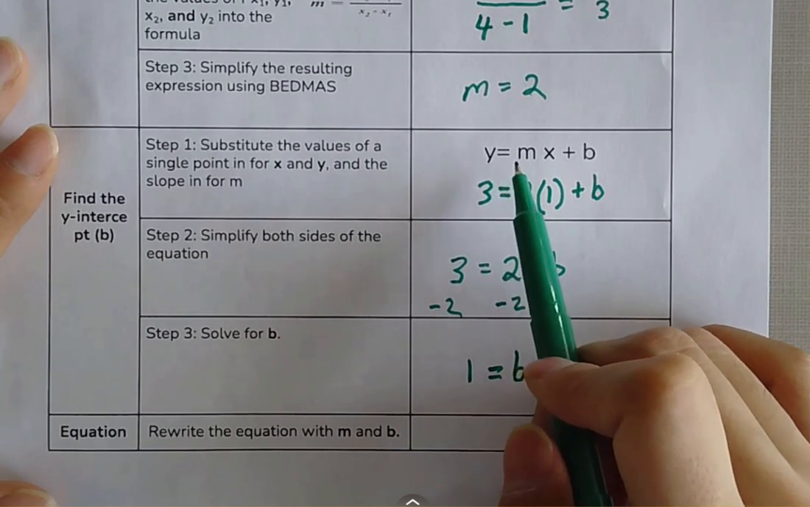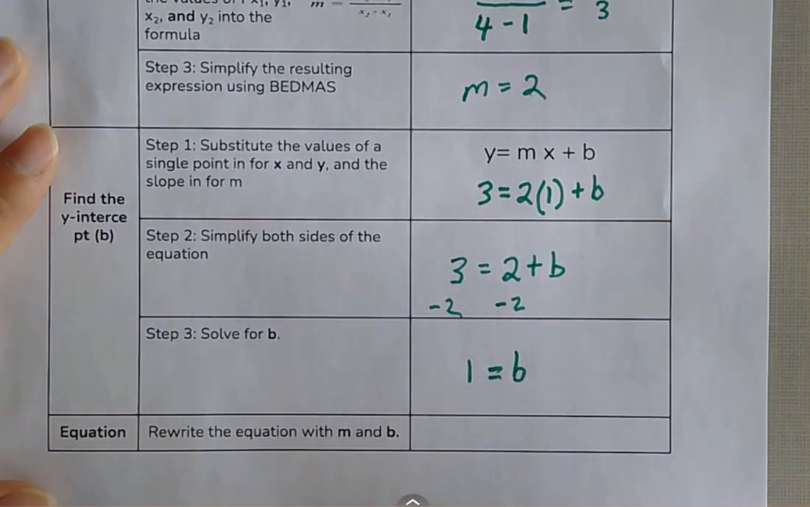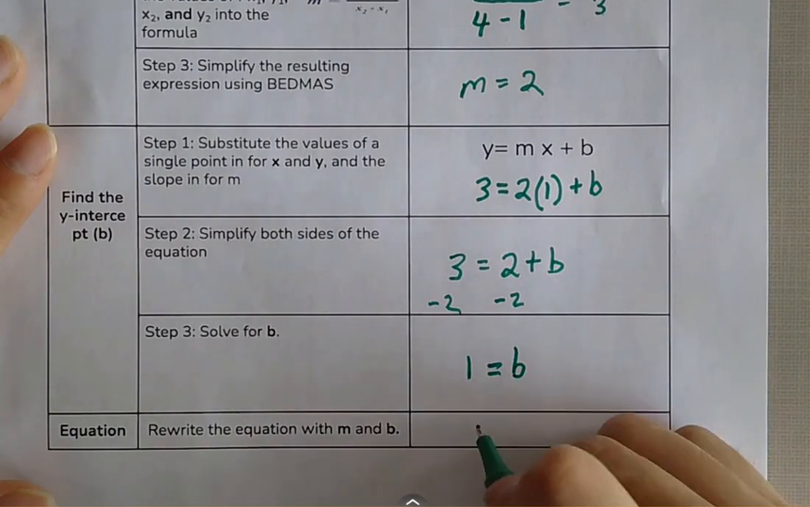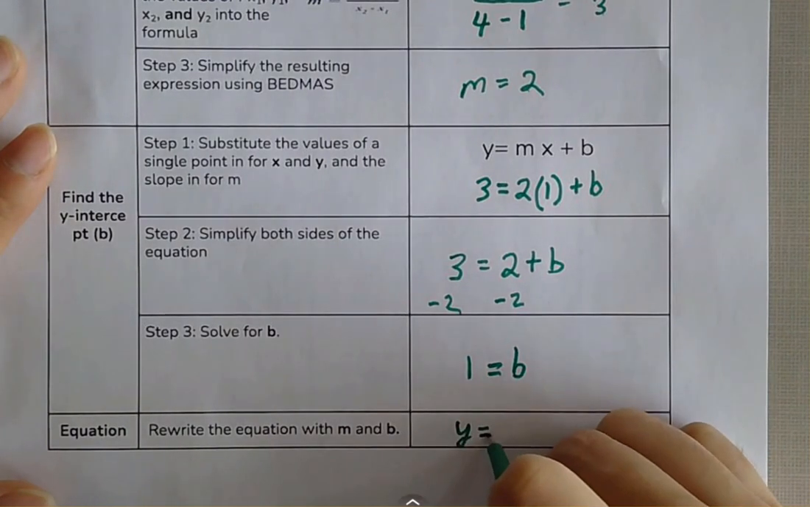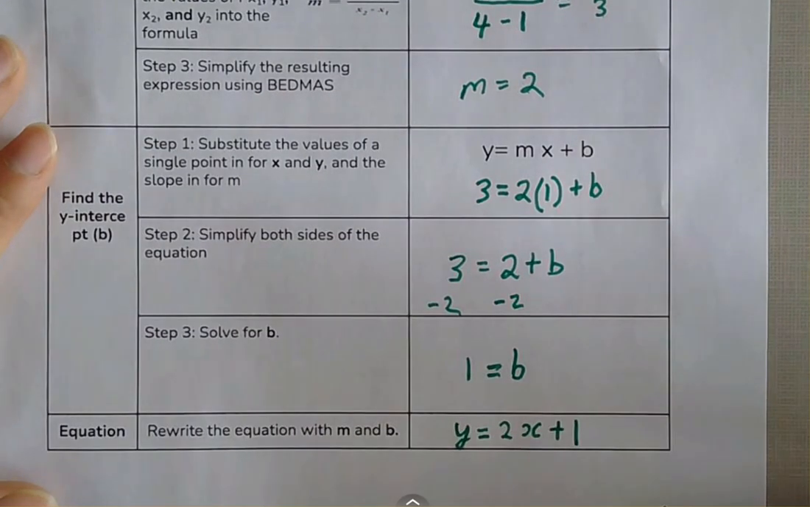So now I know that my equation is going to look like y is equal to mx plus b. And I found the m and the b. So my last step is just to simply replace my m and b with 2 and 1. So what is it going to look like? y is equal to 2x plus 1.